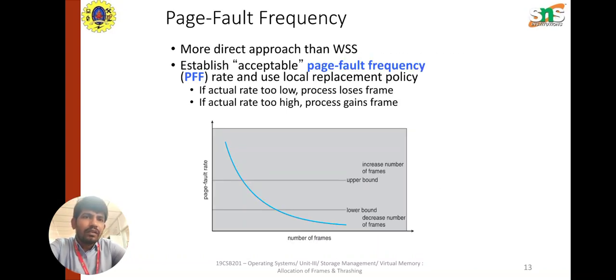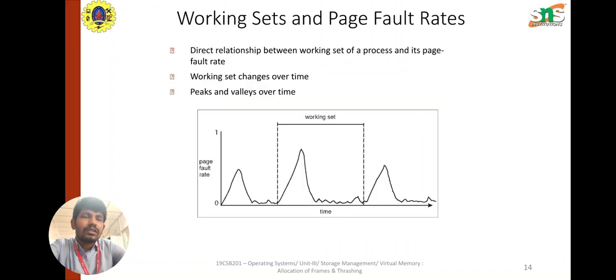Page fault frequency: this is a more direct approach than working set size. We establish an acceptable page fault rate and use a local replacement policy. If the actual rate is too low, the process loses a frame. If the actual rate is too high, the process gains a frame. This concept relates the page fault rate to the number of frames.